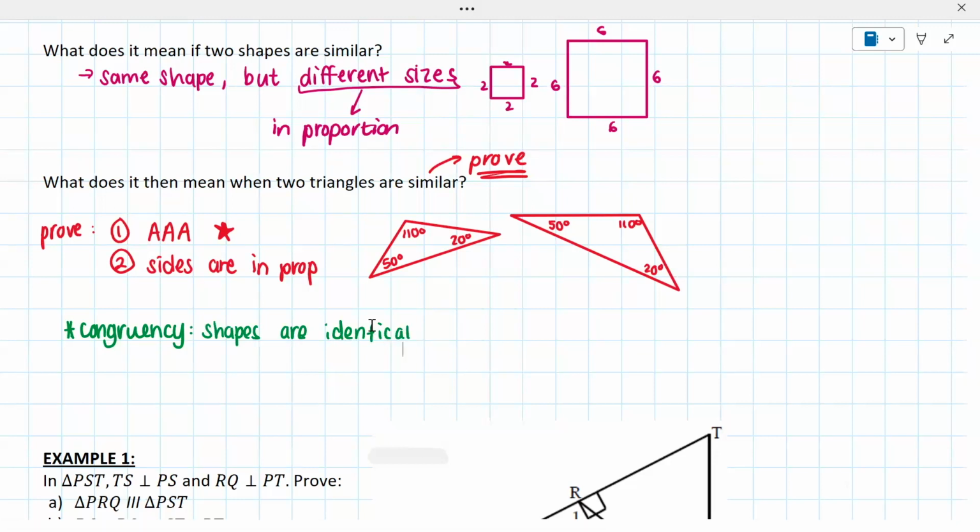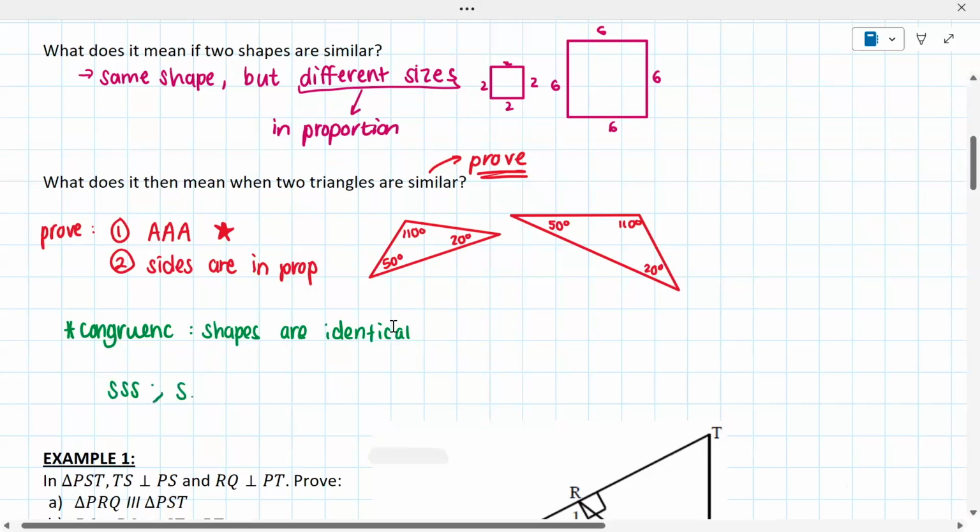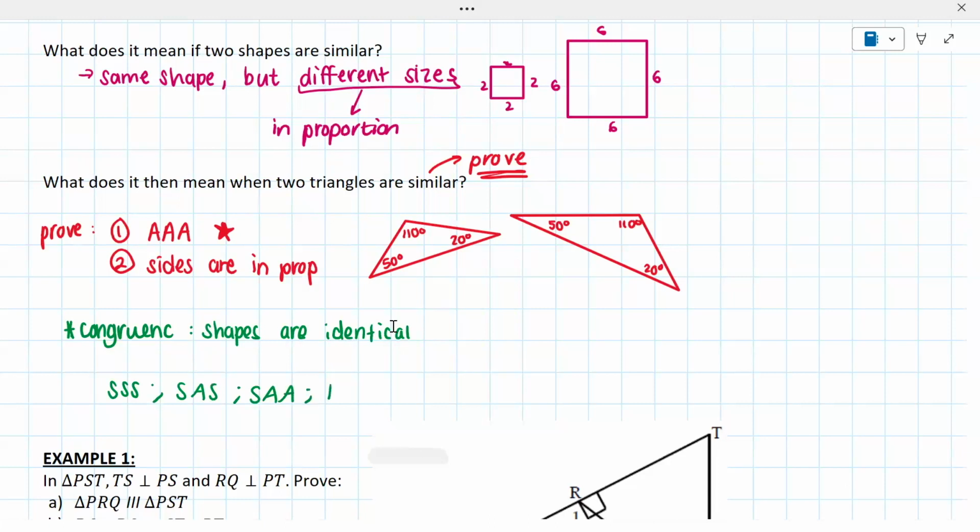All right, so when it comes to congruency, there's 4 ways to prove congruency. You can have side, side, side. Let's do that. Side, angle, side, angle, angle, side, or right angle, hypotenuse, side. So those are the 4 ways that you can prove congruency.